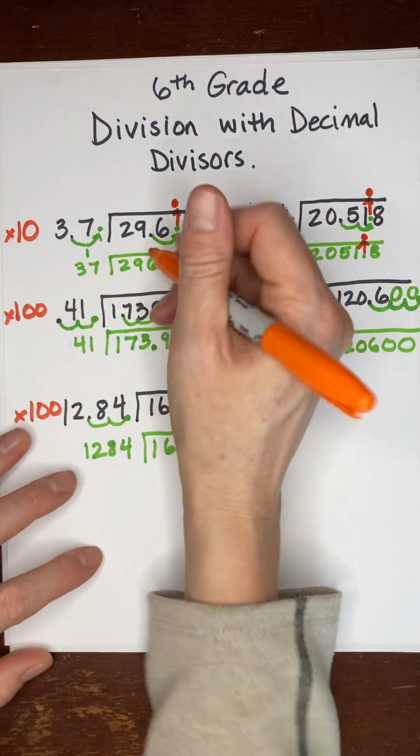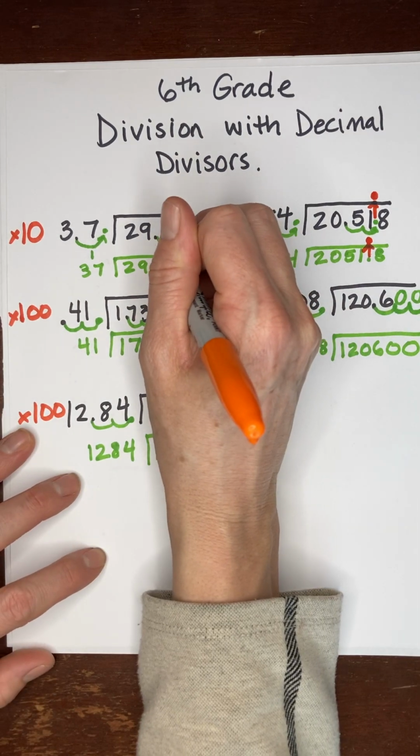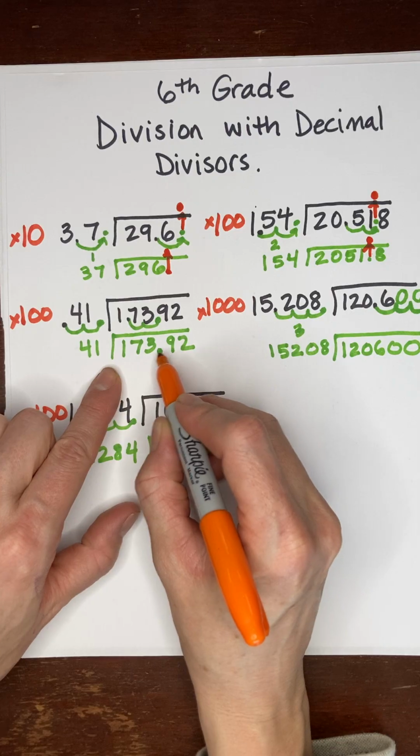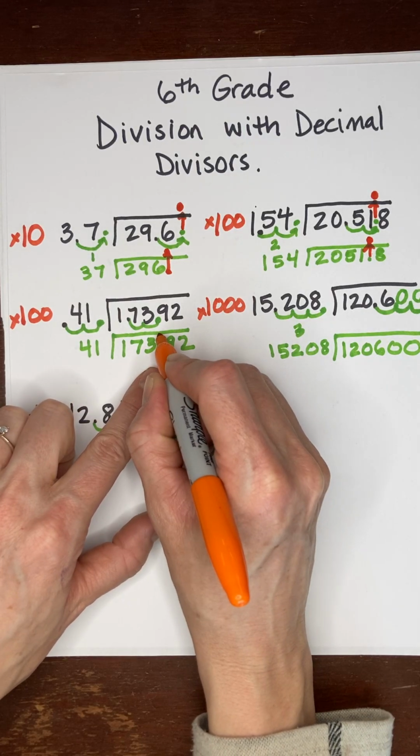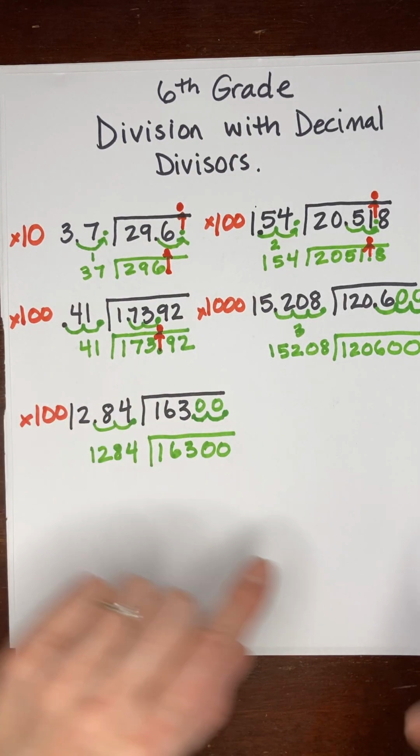Okay, so our decimal goes here, and the same thing here. Our decimal is actually there. All right, let's look here. 173, our decimal's here, so we're going to move it up and put it there.